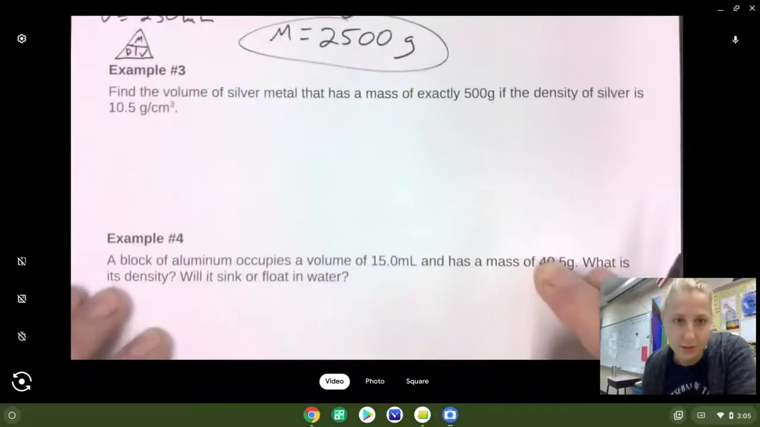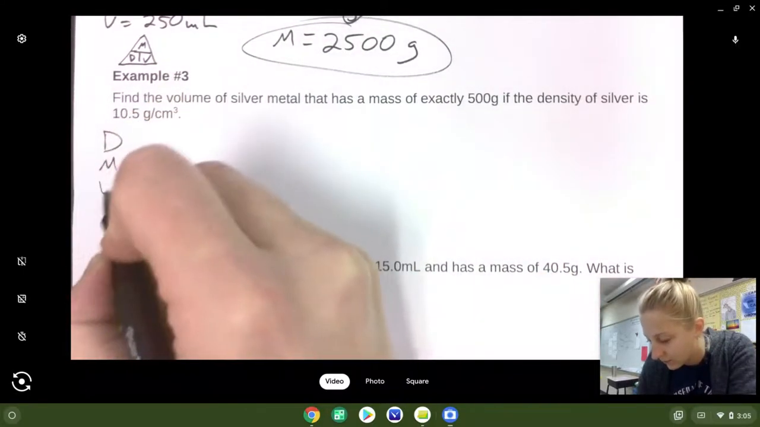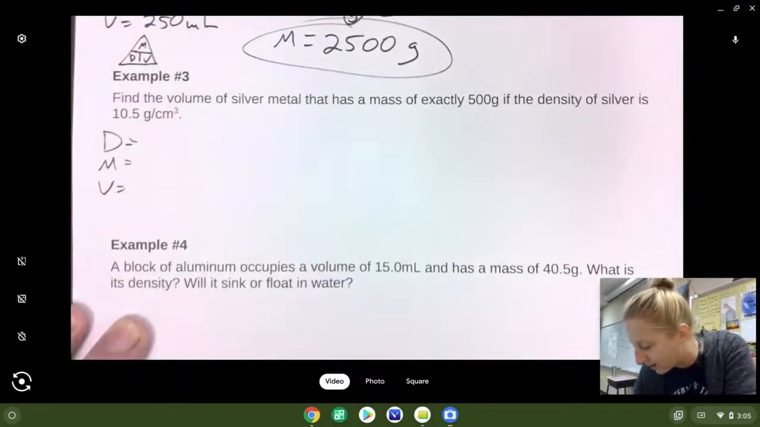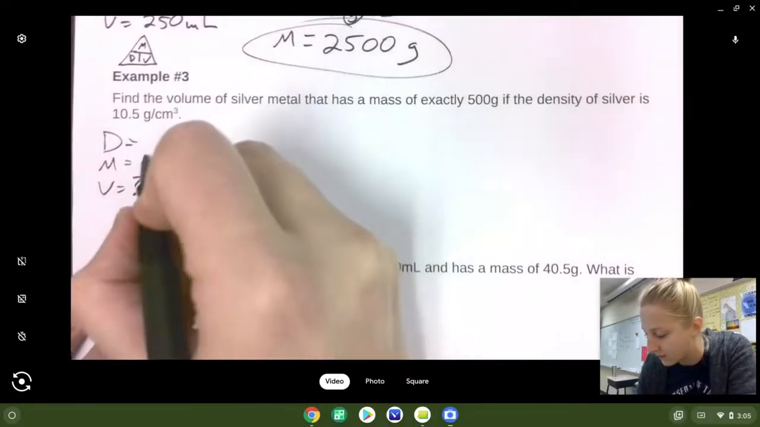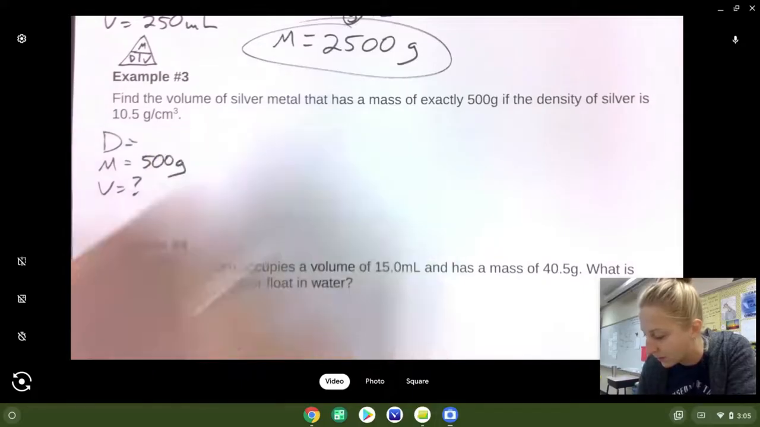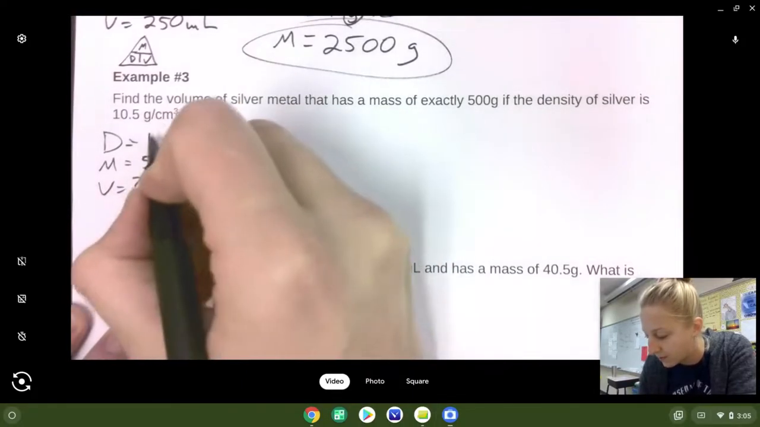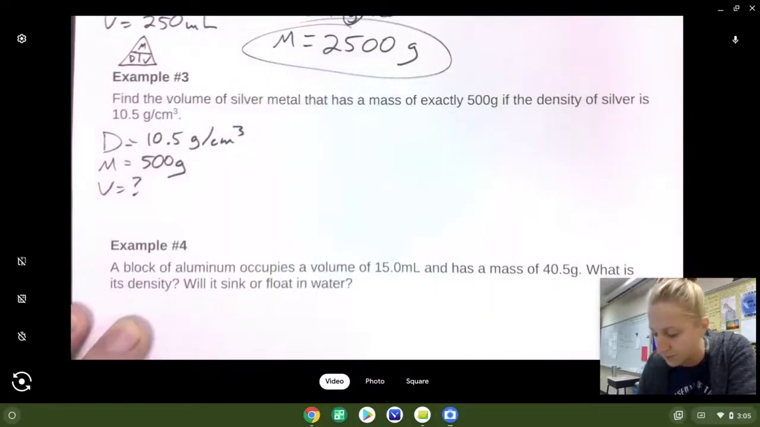Finally, let's look at example number 3. Okay, so find the volume. So I'll put a question mark by volume of silver metal that has a mass of exactly 500 grams, if the density is 10.5 grams per centimeter cubed, right?